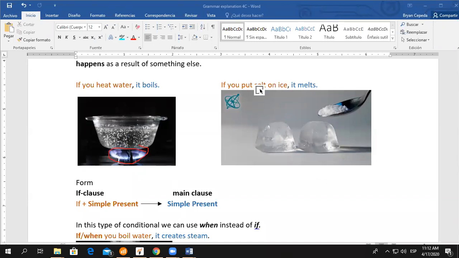Another example: if you put salt on ice, the ice melts. What is melts? It leaves the solid state and becomes water, liquid. You can do it in your house. Take a block of ice and put salt on it, and you will see how the ice melts very fast. That's chemistry. And let's move on.